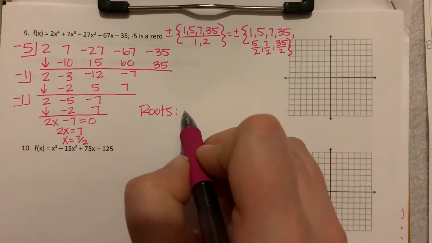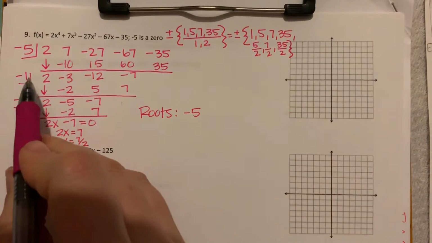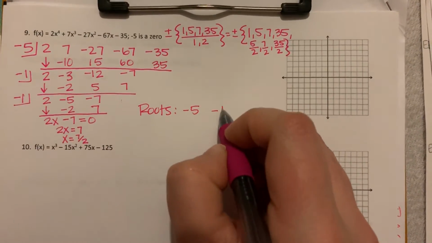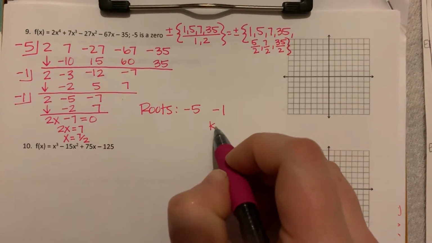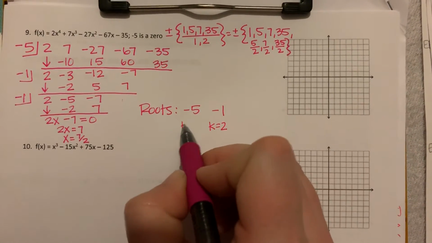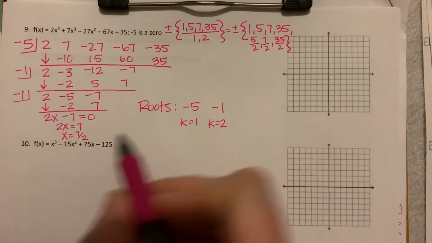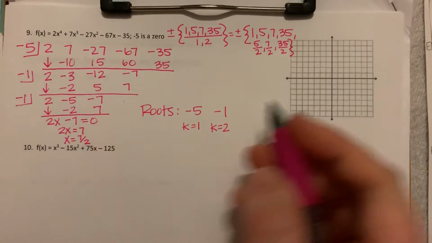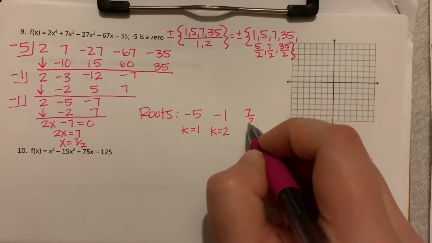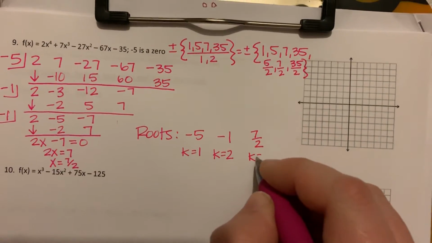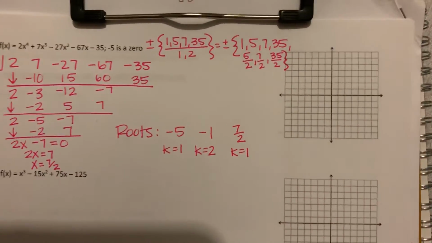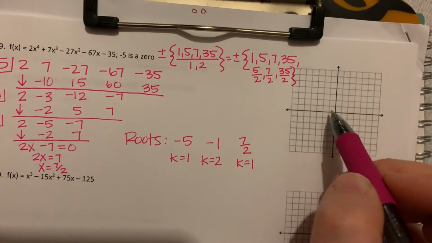Okay, so let's write all the roots out. -5, -1. Okay, -1 again, that's fine. That means the multiplicity is 2 instead of 1 like it was for -5. And then don't forget this last one, 7 over 2, with a multiplicity of 1. Okay, so let's go ahead and place those roots on the graph.